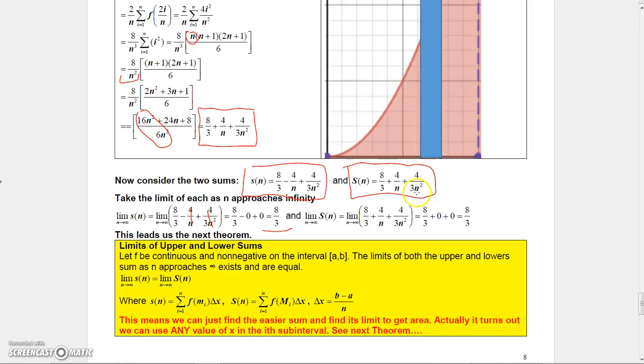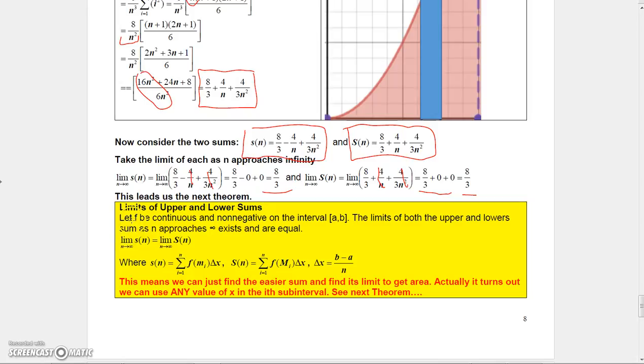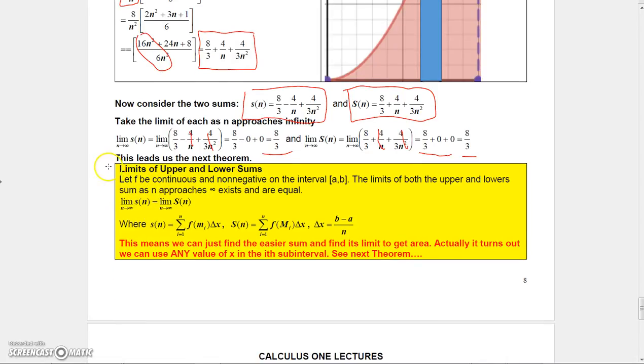But notice on the upper sum, the same thing is going to happen. The 4 over n and the 4 over 3n squared as n goes to infinity goes to 0. And so you have 8/3 plus 0, which is 8/3 again. So since the lower sum is 8/3 and the upper sum is 8/3, and remember we trapped the solution between the upper sum and the lower sum, there's no place for the solution to hide now, so the actual area must be 8/3. And so this leads us to this next theorem, and this theorem says, for the limits of the upper and lower sums, let f be continuous and non-negative on the interval a to b.